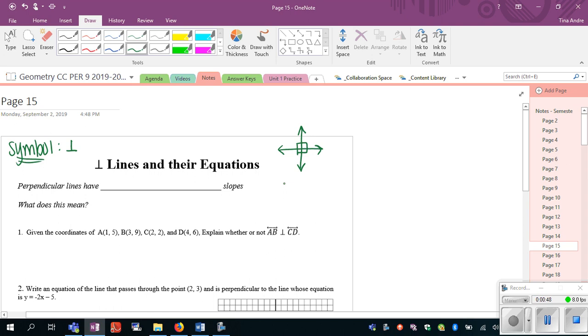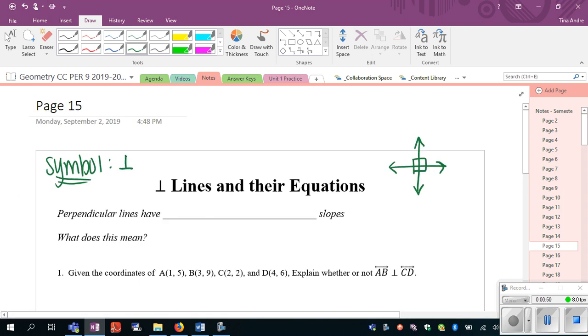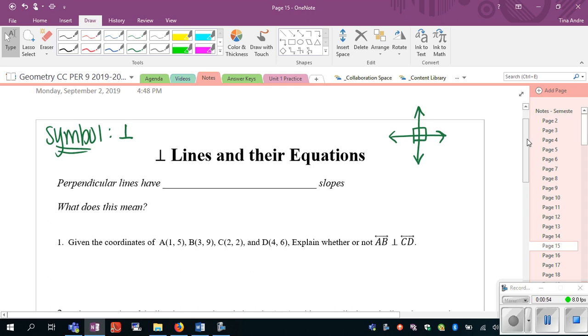So about the slopes of perpendicular lines, well, we know that they won't have the same slope because the lines do cross. So their slopes have to be negative reciprocals. I'll explain what that means in a second. So perpendicular lines have negative reciprocal slopes. And what does this mean?